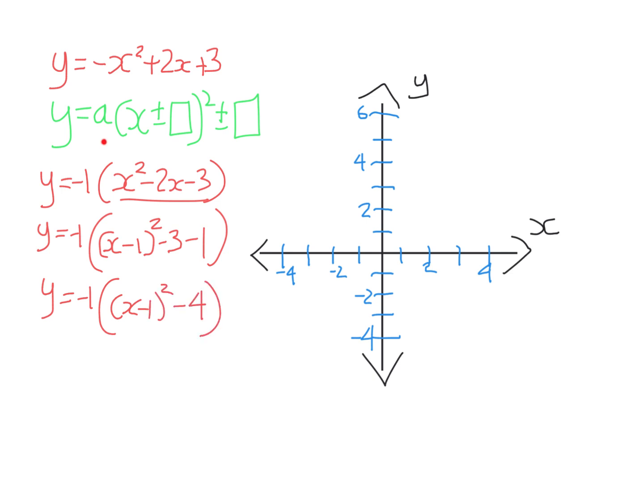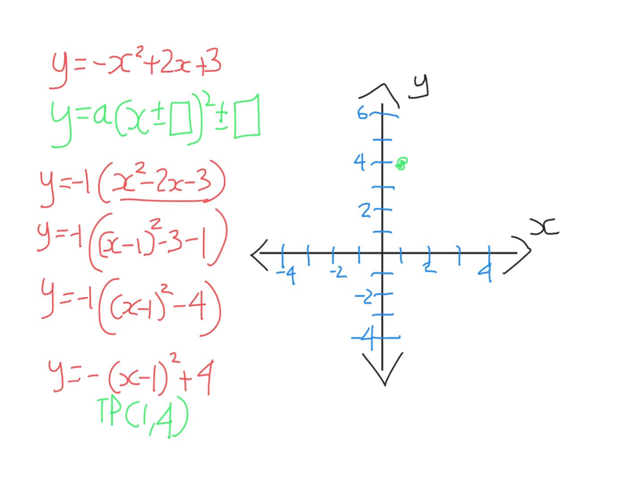So to get it looking like this, so I don't have this extra set of brackets, I'm going to times -1 by this and then -1 by that. So what I actually end up with is y equals -(x minus 1) squared plus 4. Okay, so I know now that the turning point is going to be 1, 4. The negative of this number is the x-coordinate, this number is the y-coordinate. So let's go ahead and mark the turning point.